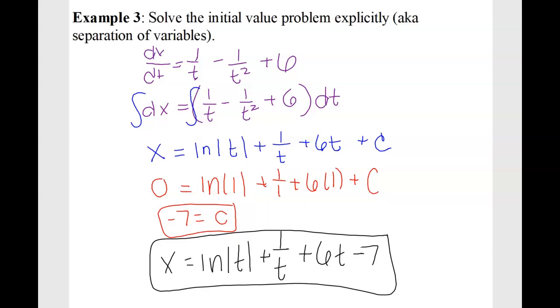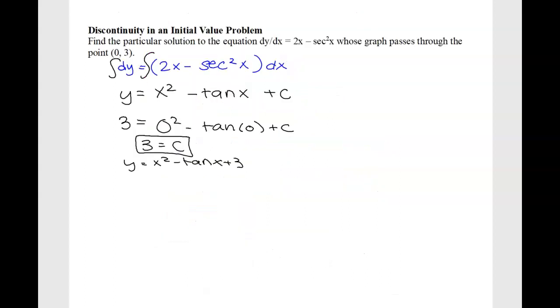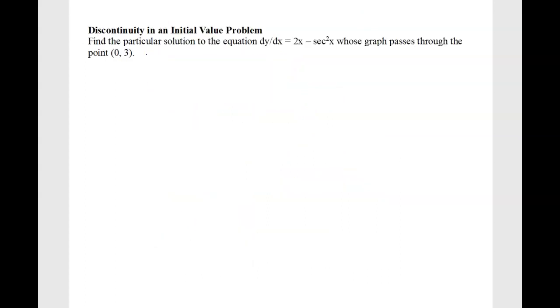So what happens if we have discontinuity in our initial value problem? So we have dy/dx equals 2x minus secant squared x, whose graph passes through the point (0, 2).